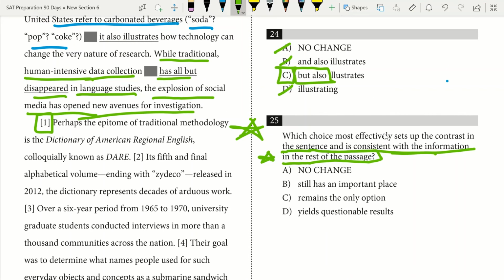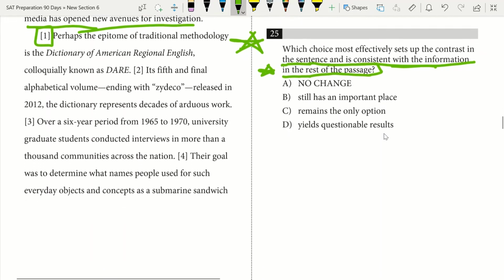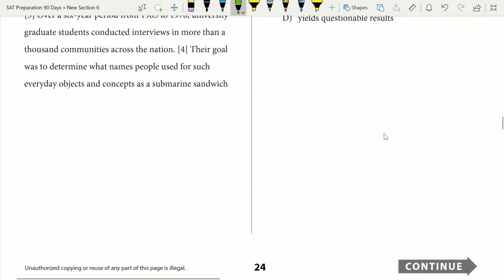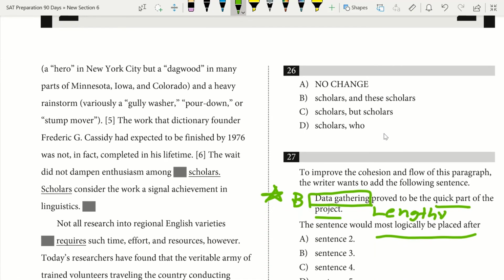All right, so we have perhaps the epitome of traditional methodology is the Dictionary of American Regional English, colloquially known as DARE. Its fifth and final alphabetical volume, ending with Zydeco, released in 2012, the dictionary represents the decades of arduous work over a 6-year period from 1965 to 1970. University graduate students conducted interviews in more than 1,000 communities across the nation. Their goal was to determine what names people used for everyday objects and concepts, as a marine or a submarine sandwich, a hero in New York City, but a dagwood in many parts of Minnesota, Iowa, and Colorado, and a heavy rainstorm, variously known as a gully washer, pour down, or stump mover. The work that dictionary founder Frederick G. Cassidy had expected to be finished by 1976 was in fact not completed in his lifetime.